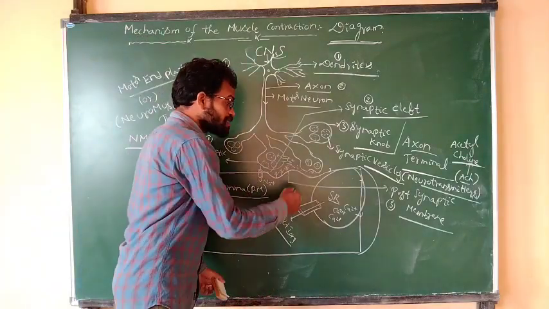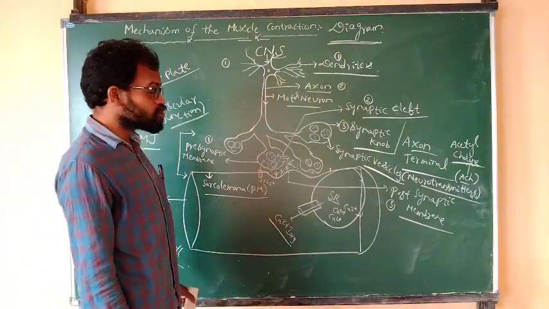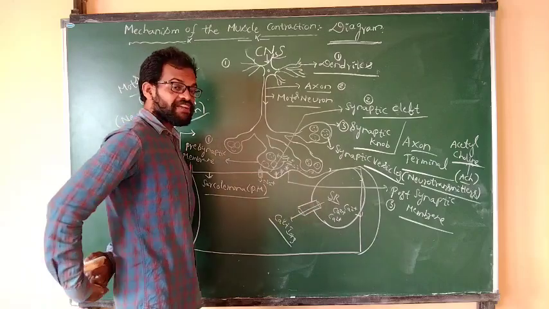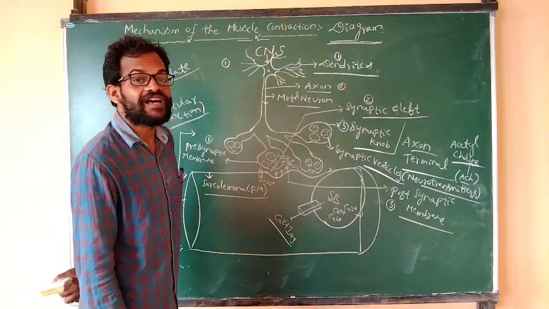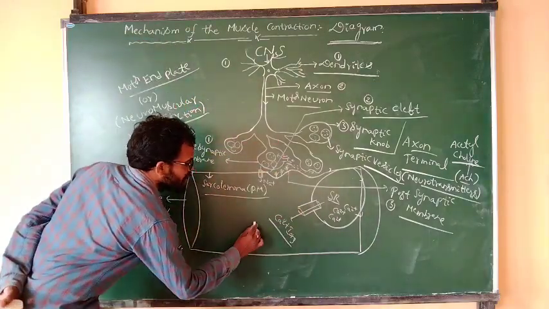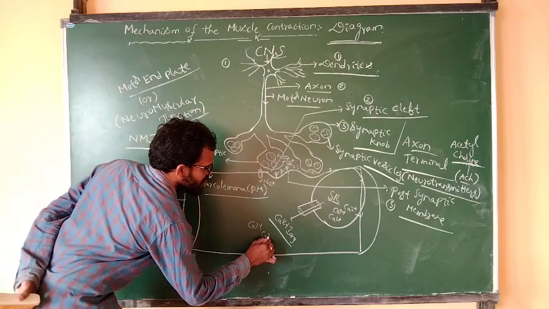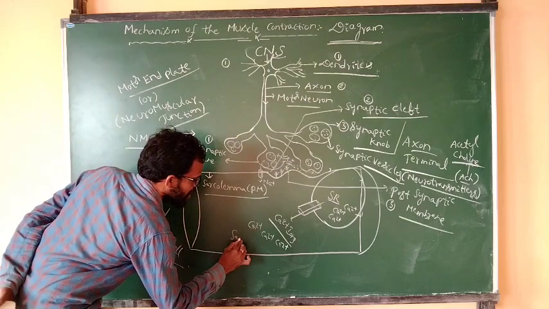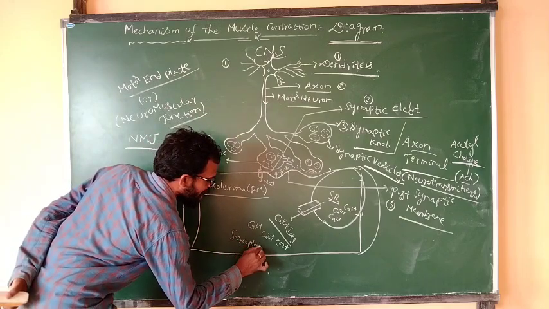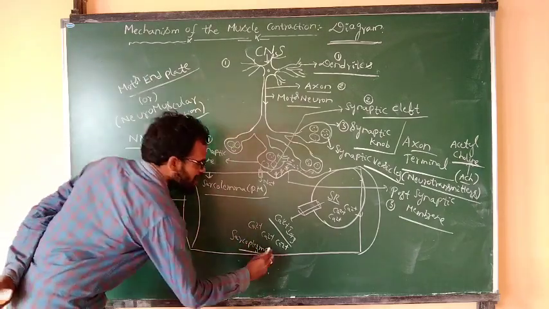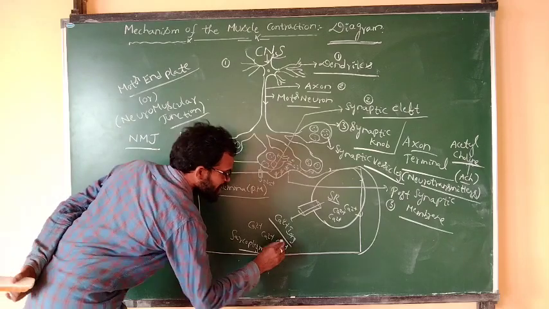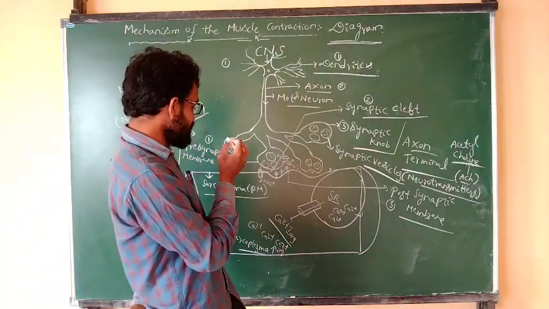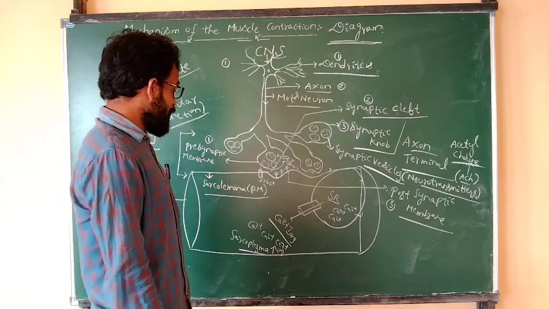This action potential then passes into the entire muscle fiber and also into the sarcoplasmic reticulum. The sarcoplasmic reticulum receives the signal from these neurotransmitters. It also activates the calcium channels. Whenever the calcium channels are activated, the calcium ion concentration increases in the sarcoplasm.